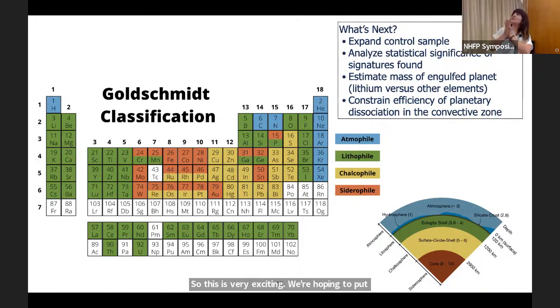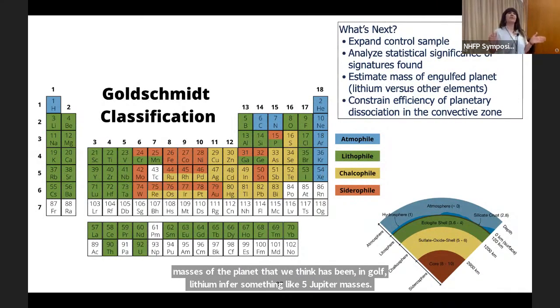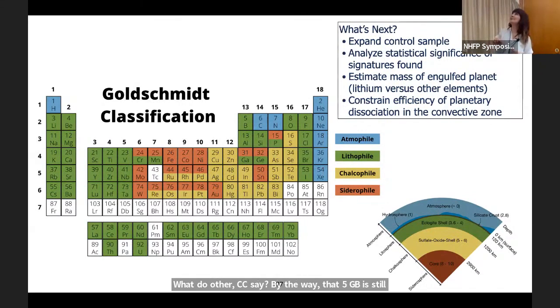We're hoping to put this paper out this fall. We would like in the future, with more time, to curate data to get a larger control sample. We have about 10 stars that are really good controls at the moment. But we are finishing analyzing the statistical signatures, making sure we've identified the lines correctly with experts who've done this for 30 years. And we would love to get estimates individually of the masses of the planet that we think has been engulfed. Lithium infers something like 5 Jupiter masses. What do other species say? By the way, that 5 Jupiter masses is still much less massive than the companion, which is interesting. And yeah, that's where we're going forward.